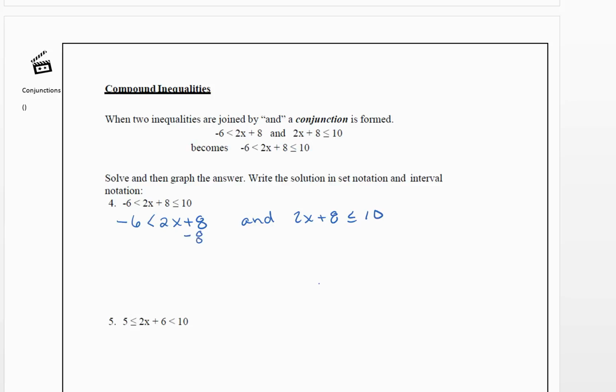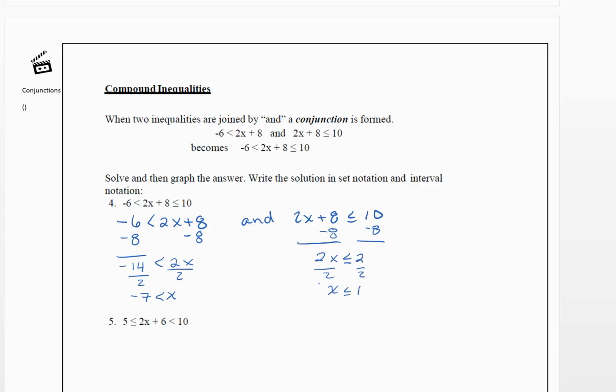First, we're going to subtract 8 from both sides. So we get -14 is less than 2x, and then I need to divide both sides by 2. So I get -7 is less than x. Okay, now over here, I'm going to solve by subtracting 8 from both sides. So I'll have 2x is less than or equal to 2. Divide both sides by 2. So I get x is less than or equal to 1.